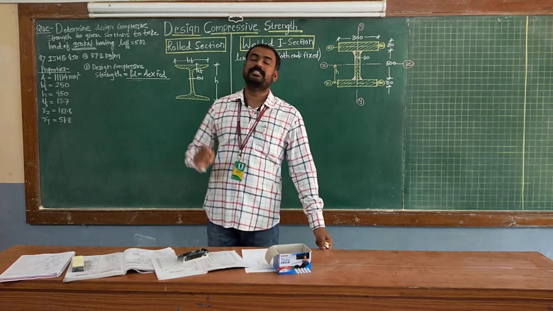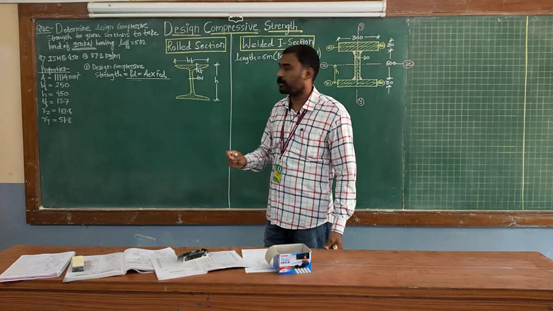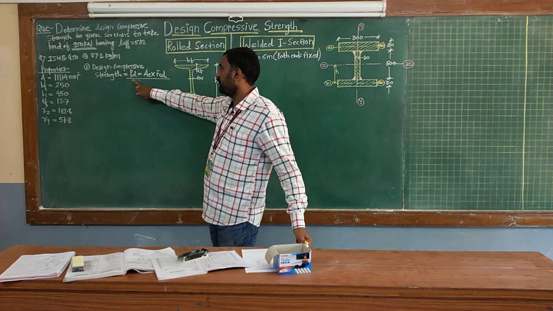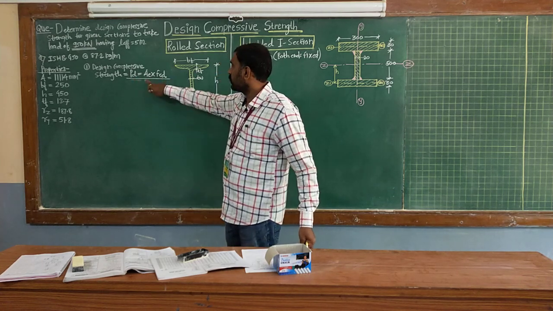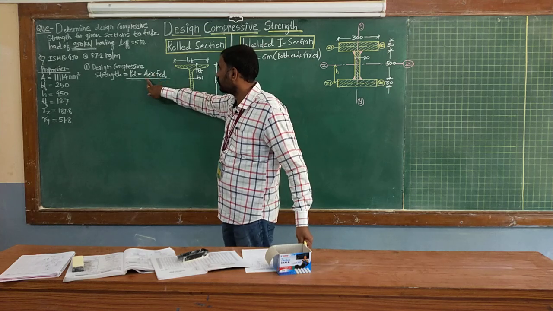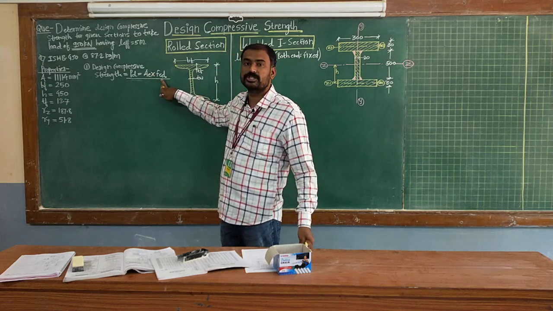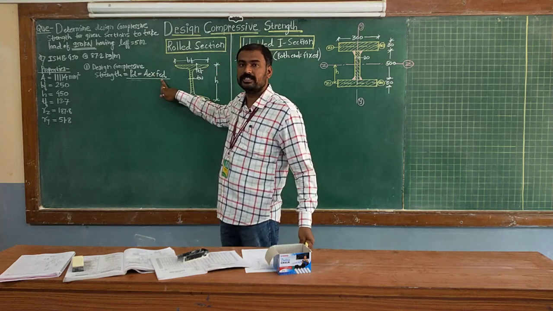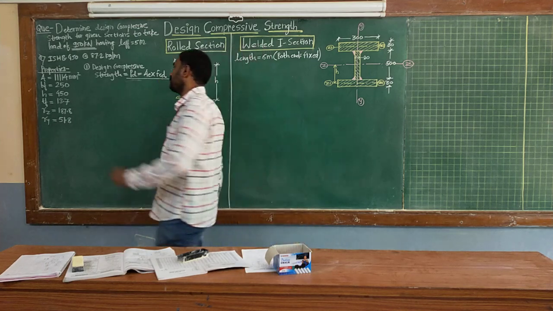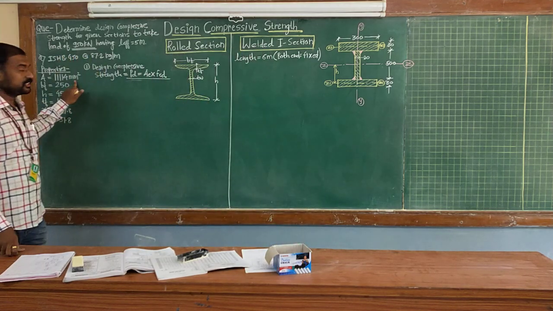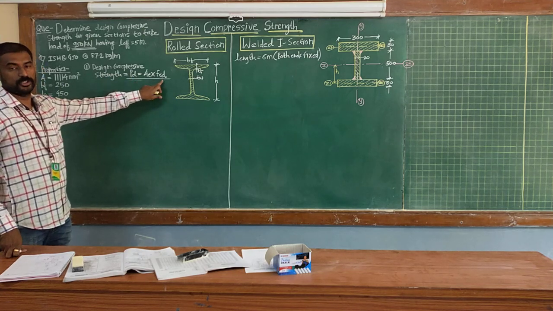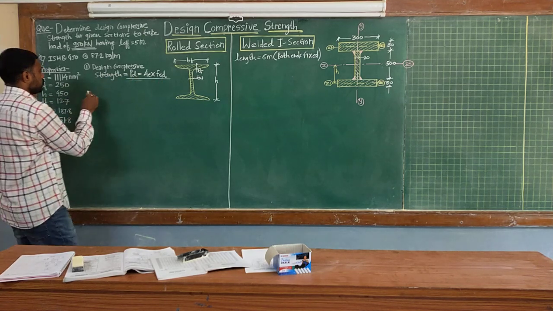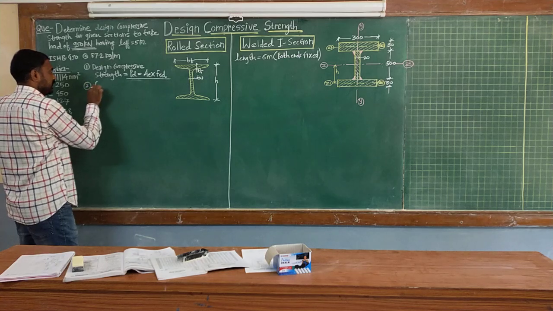For calculating the design compressive strength we have the formula: design compressive strength PD equals effective area into FCD, correct? So for this calculation the area of cross section and the design compressive stress are required. Initially from the steel table we have seen the area, we know this is the area. Now the second step is calculating your FCD value.